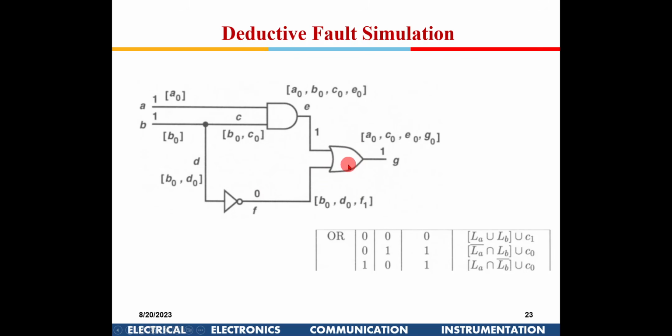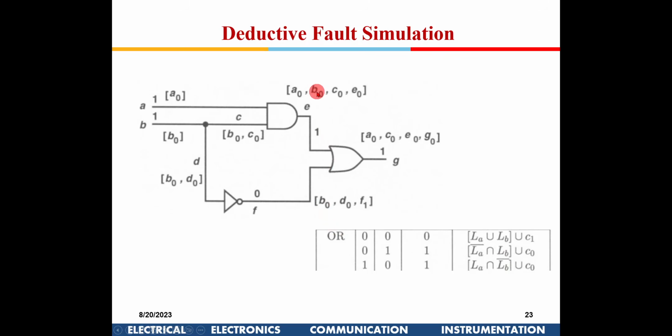Then I take the OR gate, right? Now for the OR gate, fault free 1 0 is coming here. So for OR gate 1 0, this is the property LA intersection LB bar. So this is LA and LB bar. So if I say here, B0 will be deleted from this list because I am doing an intersection with LB bar.